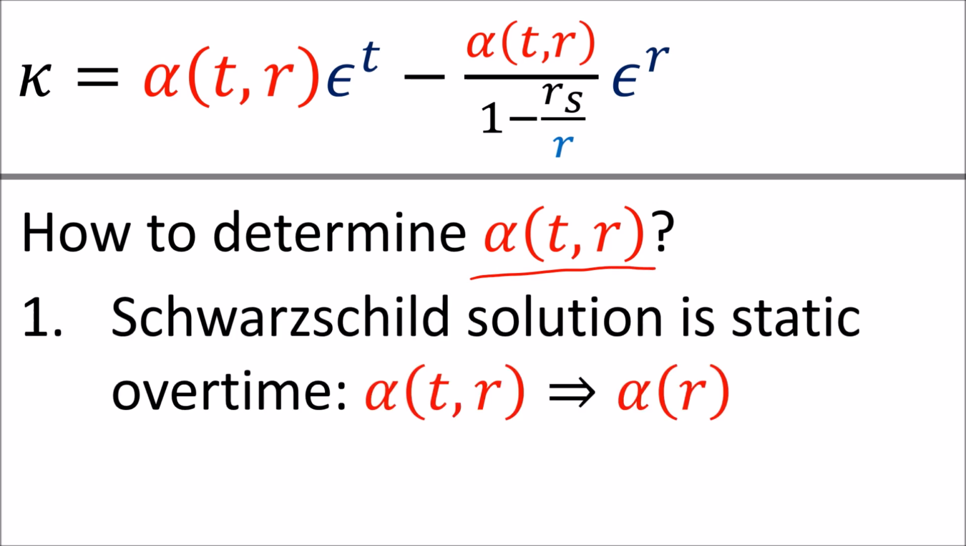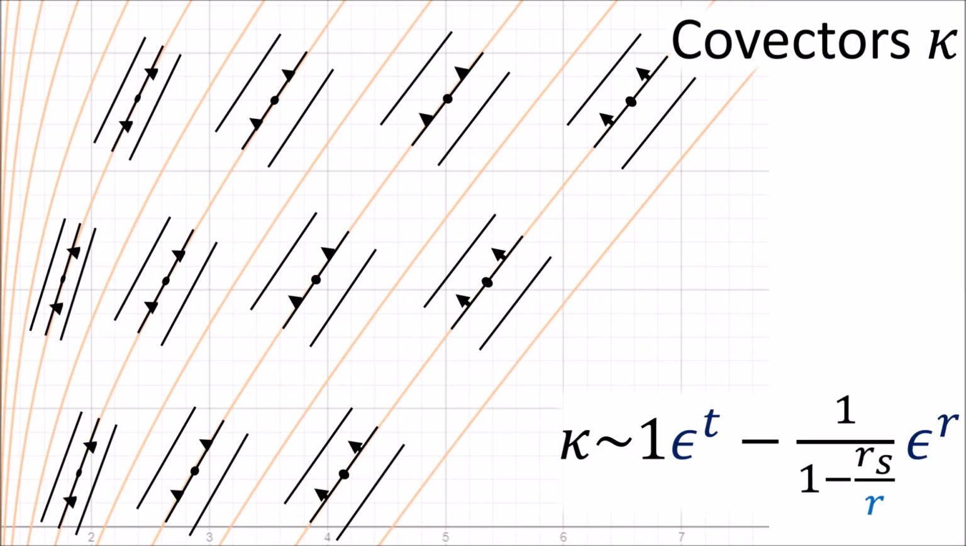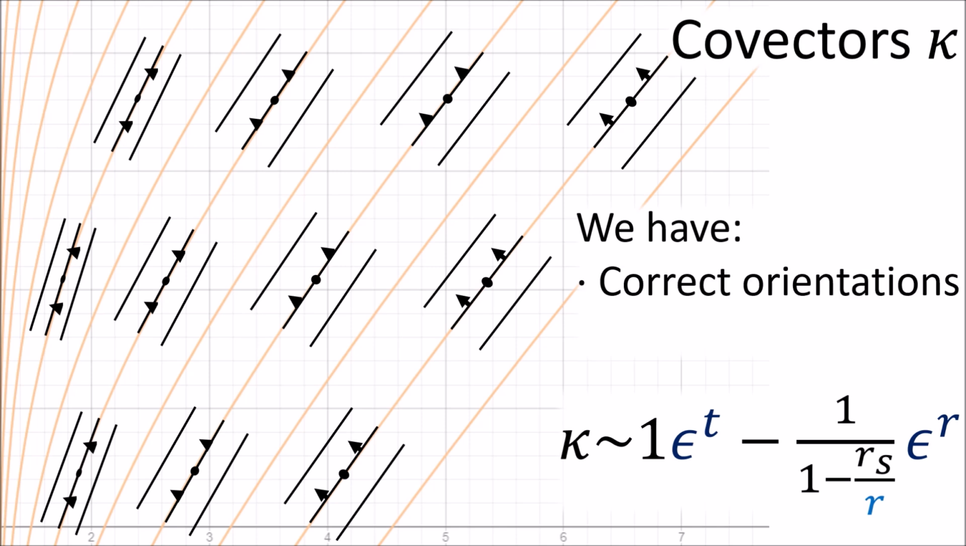Well, first of all, since the Schwarzschild solution is static over time, we can assume that α only depends on r, and doesn't depend on time. And we can solve for α(r) by demanding that the covector field κ has the property of being exact. As things stand now, we know the covectors in our covector field are oriented in the correct directions, because they act on light-like vectors to produce 0. So they are oriented parallel to light beams.